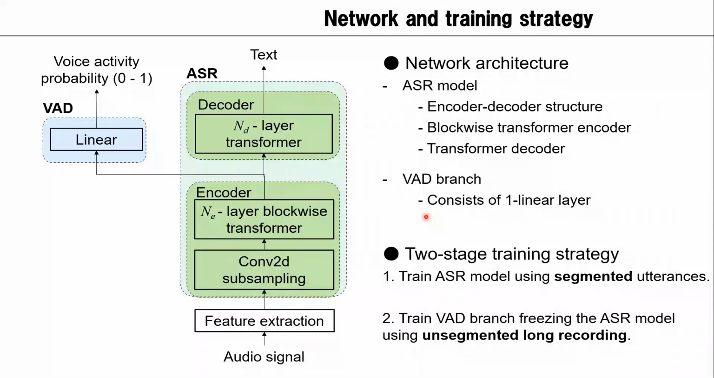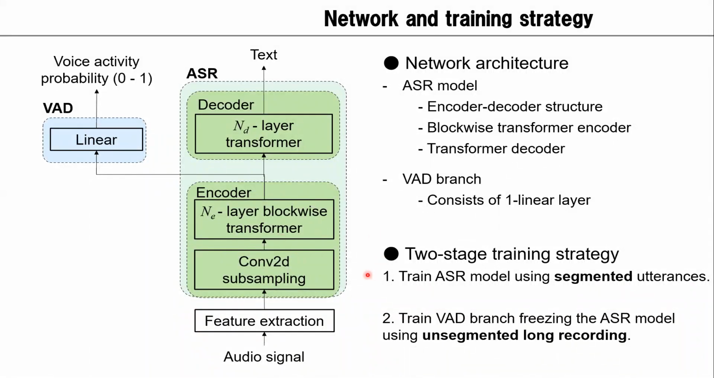This page shows the overall architecture of the proposed model, comprising a shared encoder, an ASR decoder, and a VAD branch. We used a CTC attention-based streaming transformer ASR, whereas we used a linear layer for the VAD branch. This model uses no external VAD module, and the VAD branch and ASR model share an encoder to minimize the total number of parameters. The model was trained in 2 stages.